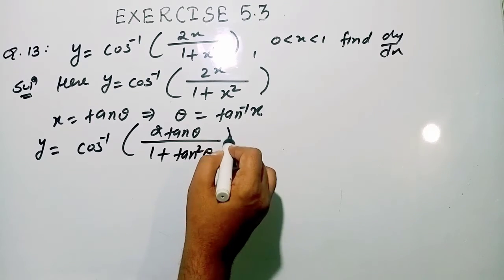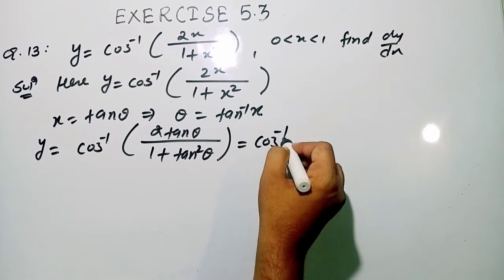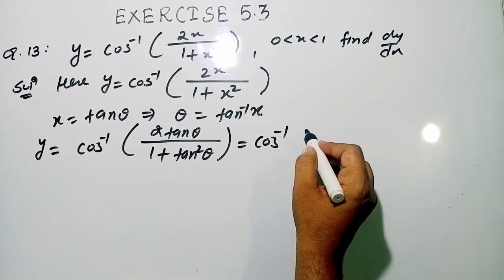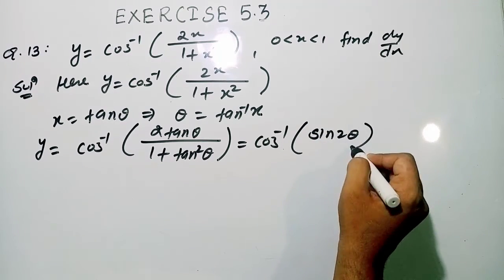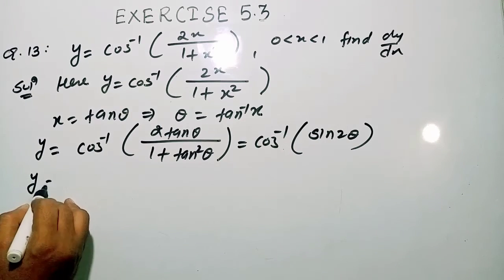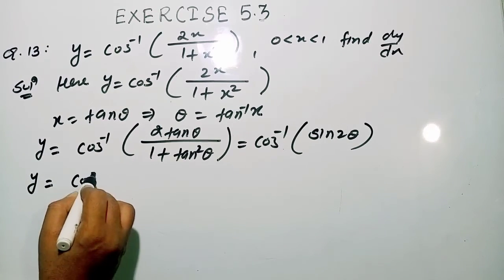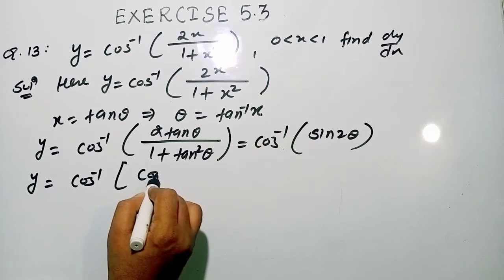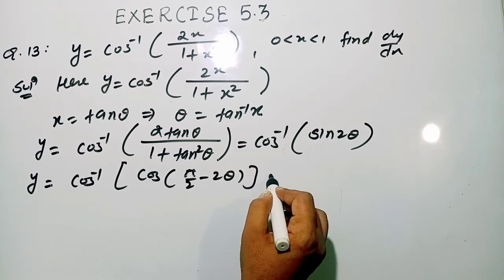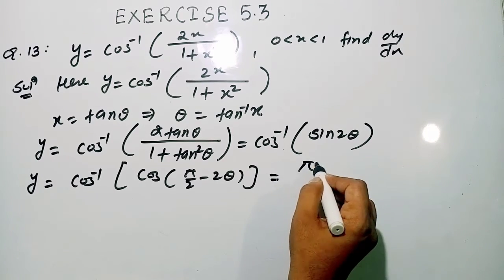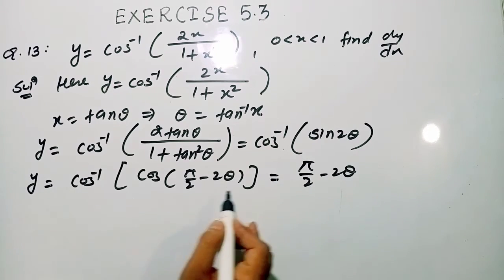So this ratio becomes the formula of sin 2 theta. So cos inverse, this will be what? Sin 2 theta, right students? Now sin 2 theta can be written as cos of pi by 2 minus 2 theta, right? So cos inverse, this sin can be written as cos of pi by 2 minus 2 theta. Now cos inverse will be cancelled with cos, so y will be what? Pi by 2 minus 2 theta.